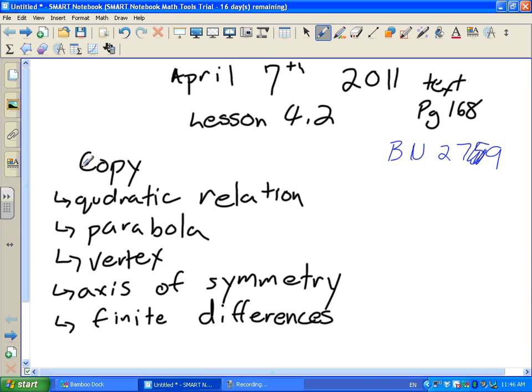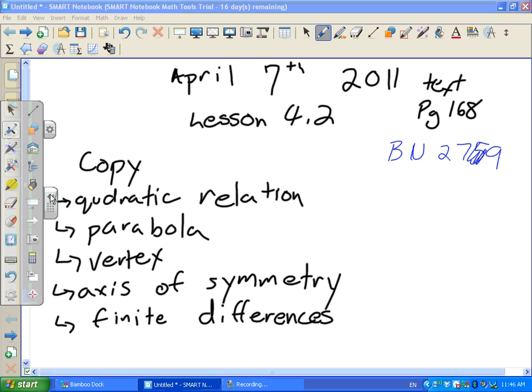We're moving into quadratic relations today. So you guys are going to learn about what a quadratic relation is and how we represent it with numbers. Learn about what a parabola is, the vertex of a parabola, the axis of symmetry in a parabola, how to tell something's quadratic by looking at finite differences. There's quite a bit we're going to have to cover today, okay guys?